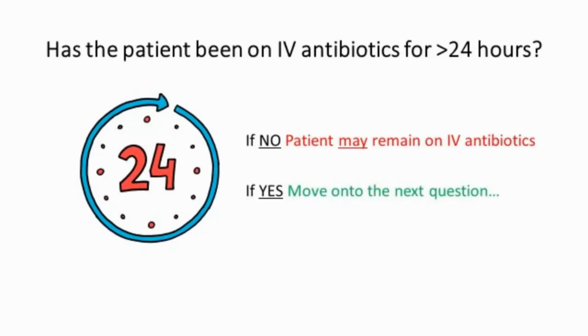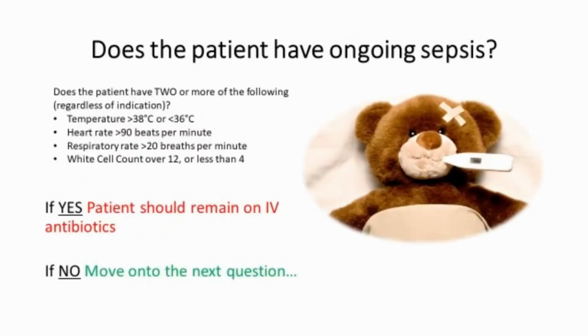If they have not, then the patient may need to remain on IV if looking very unwell and needing further information in order to make a decision, such as a new set of bloods, scans or imaging to confirm diagnosis or severity. Document the decision to keep going with IV antibiotics until next review. However, if the patient has been on antibiotics for more than 24 hours, the next question to ask is, does the patient have ongoing sepsis?